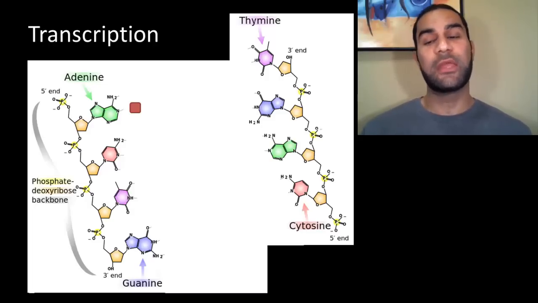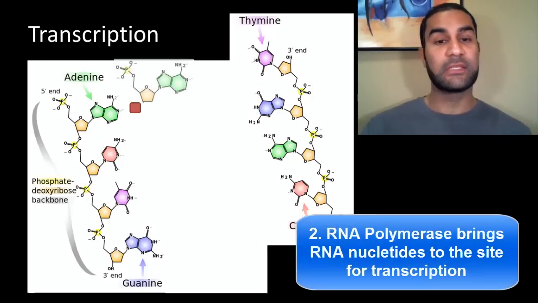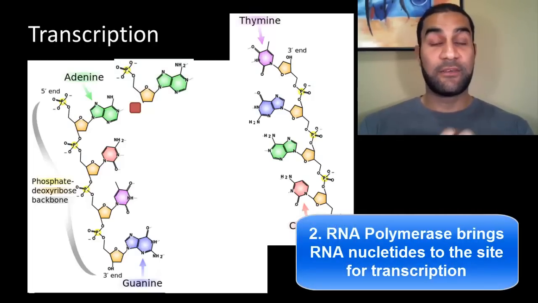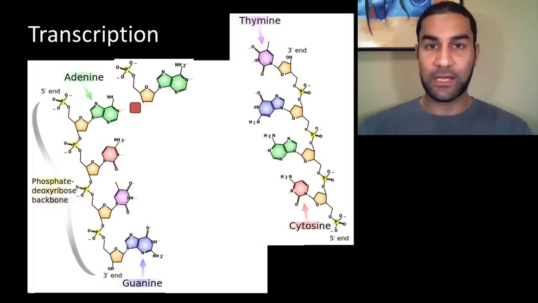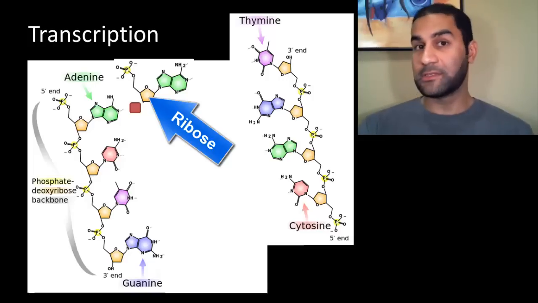So this time RNA polymerase is going to bring RNA nucleotides to the site. And remember the basic differences between an RNA nucleotide. All RNA nucleotides have a different sugar. So in this case, instead of that 5-carbon sugar being deoxyribose, now that 5-carbon sugar is ribose, right? And with the exception of only one of the bases, everything else is the same.